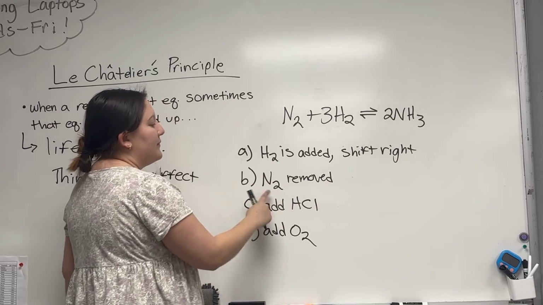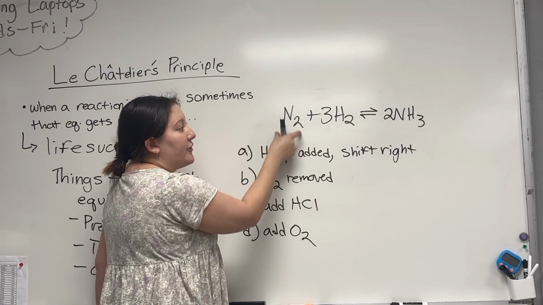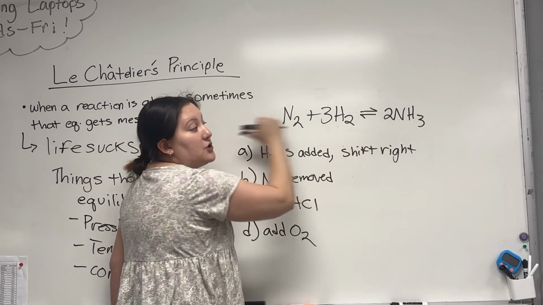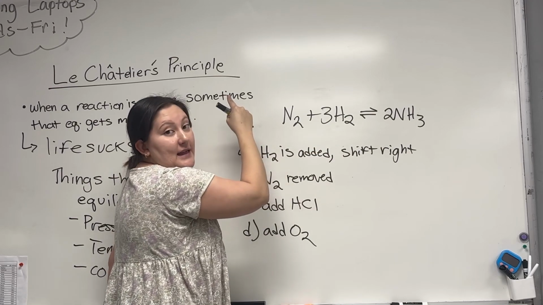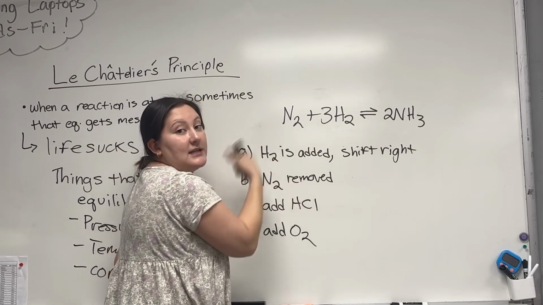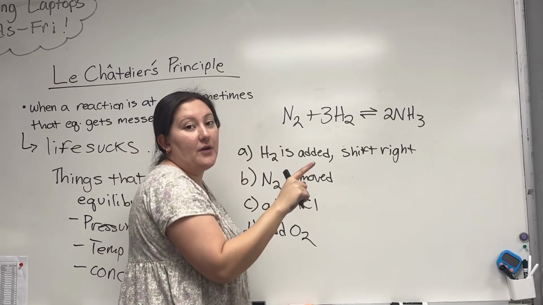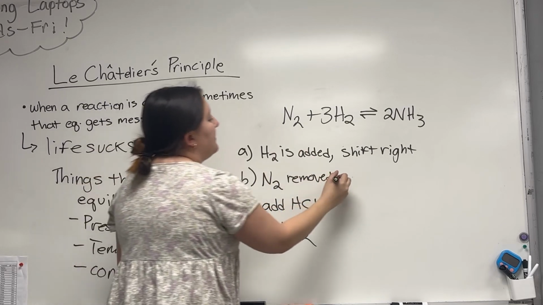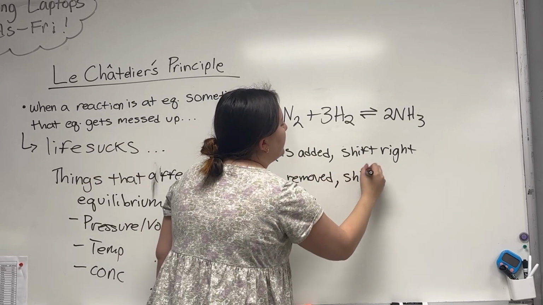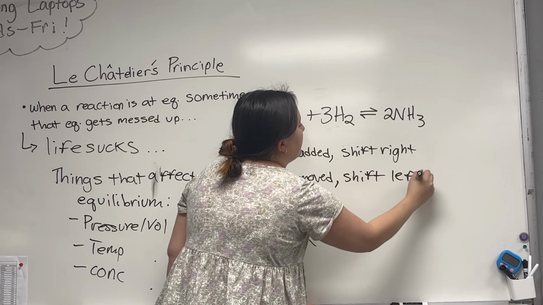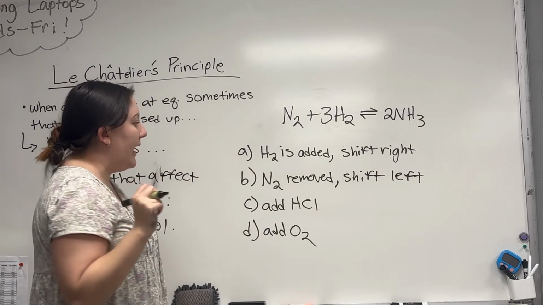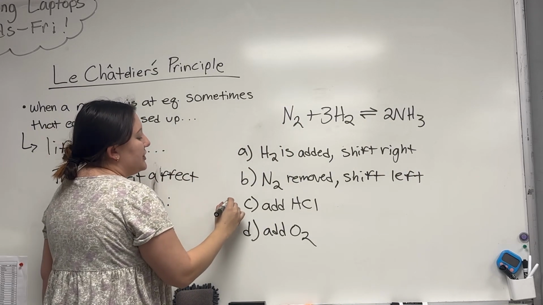All right, so again, if N2 is removed, I've now created a gap here. That means we're gonna go towards it to fill in the gap. We're gonna create more of our reactants from our product instead of the other way around. All right, so this one would be then a shift to the left. Okay? So this one's an interesting one.